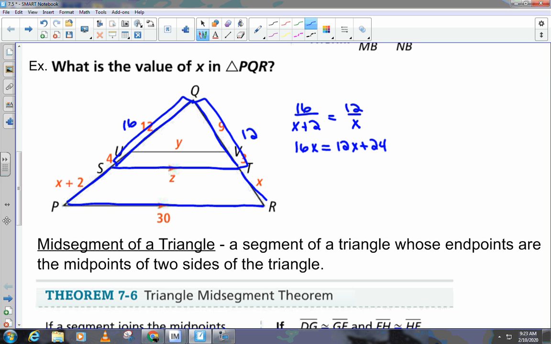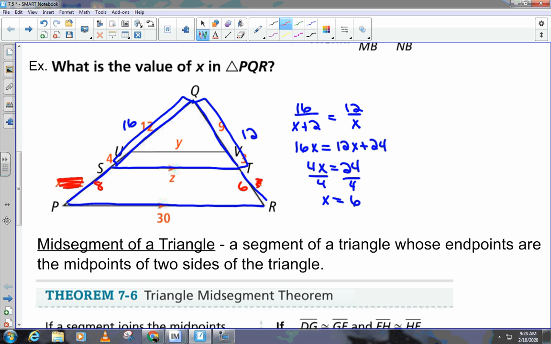Subtract 12x from both sides. That gives me 4x equals 24. Divide both sides by 4. Then x is equal to 6. So this ends up being 8, and this ends up being 6. So when this line here is parallel to the third side, it breaks the side of that triangle into proportional parts. But let's say I wanted to find Z.